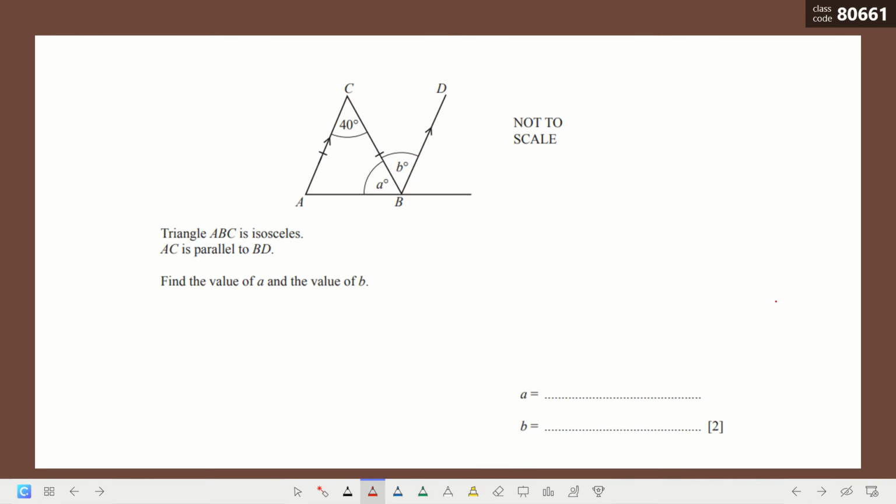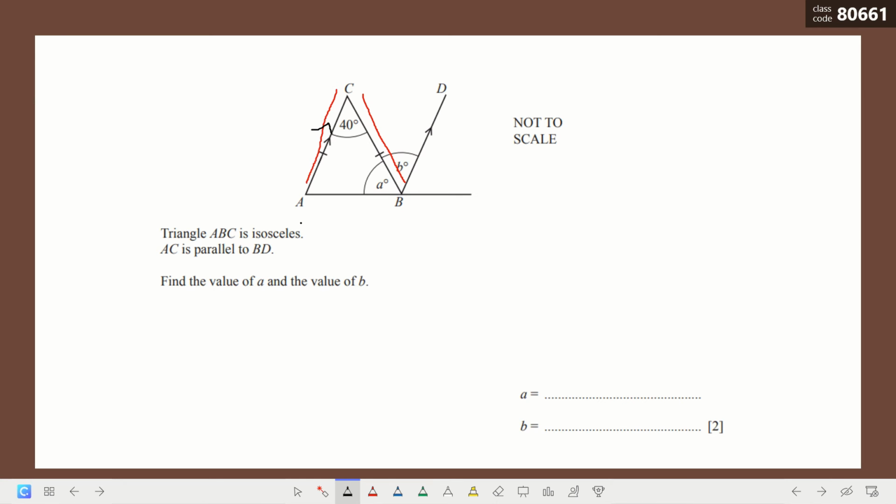Now let's go to this question here. Triangle ABC is isosceles. That means AC is equal to CB. AC is parallel to BD. You see that here, this one and this one, they are equal. But this one and this one, they are parallel. Find the value of A and the value of B.